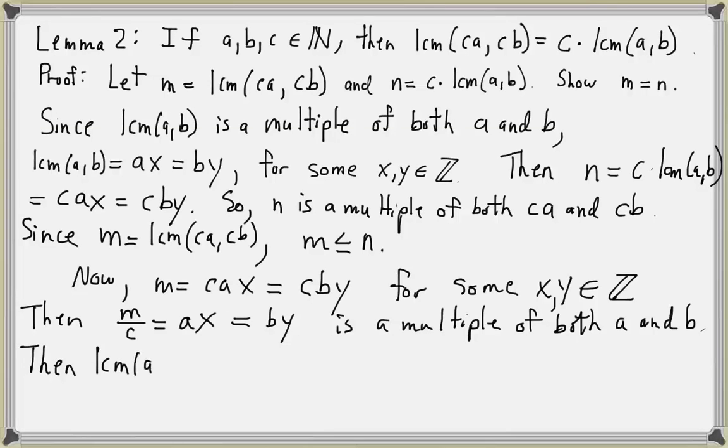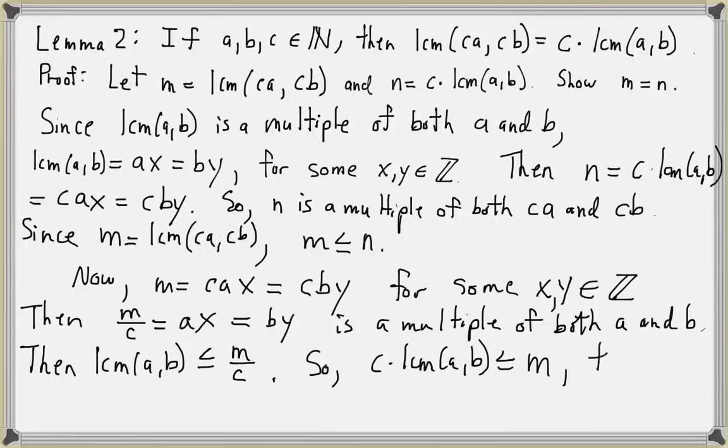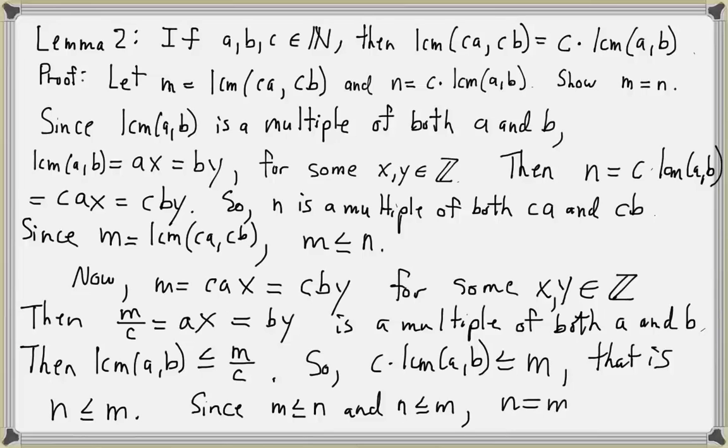So the least common multiple of A and B, by definition of being least, must be less than or equal to M over C. But multiplying both sides of this inequality by C gives C times the least common multiple of A and B less than or equal to M. That is, N is less than or equal to M. So I've shown that M is less than or equal to N, and I've shown that N is less than or equal to M. It must be true that N equals M. And that finishes the lemma.